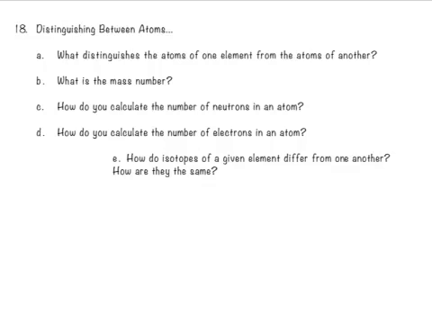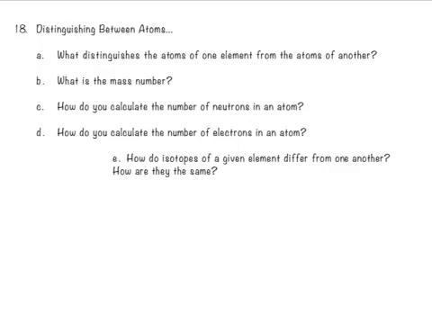The main distinguishing feature that makes all atoms of one element different from atoms of another is the number of protons within the nucleus. The mass number is simply the number of protons plus the number of neutrons. How do you calculate the number of neutrons in an atom? You will take the mass of that particular isotope and subtract from it the number of protons, which is the atomic number. So the mass number minus the atomic number will give you the number of neutrons.